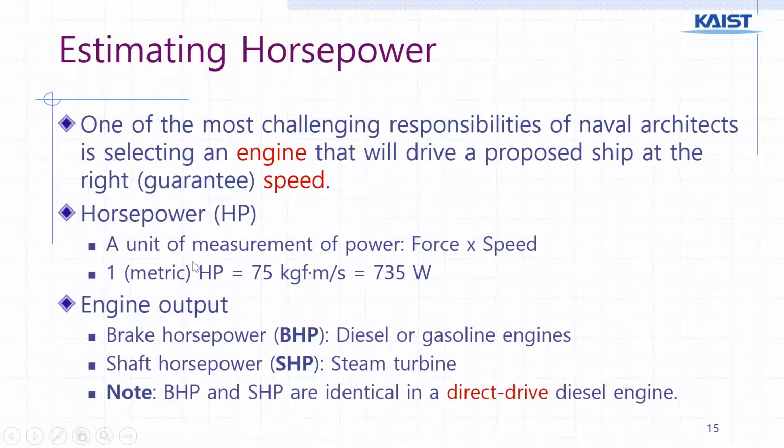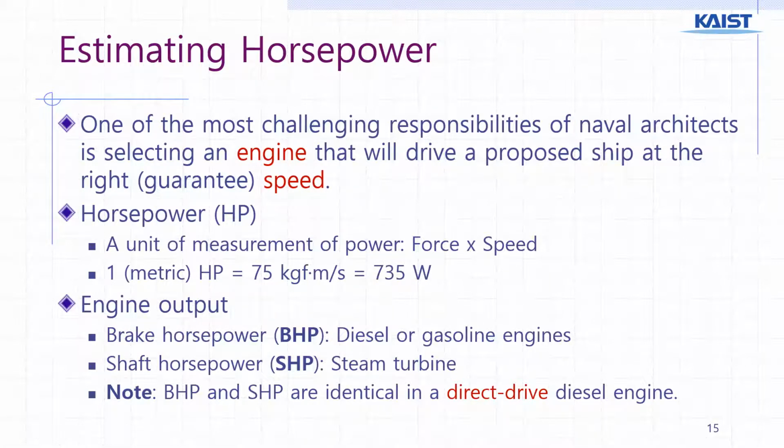Horsepower, you already know that. Force multiplied by speed. And metric horsepower is about 735 watts. And engine output is brake horsepower or shaft horsepower, you already know this. For diesel or gasoline engines, we usually say bhp. But for steam turbines, we usually call it shaft horsepower, but it's not important. Anyway, it is identical in a direct drive diesel engine.